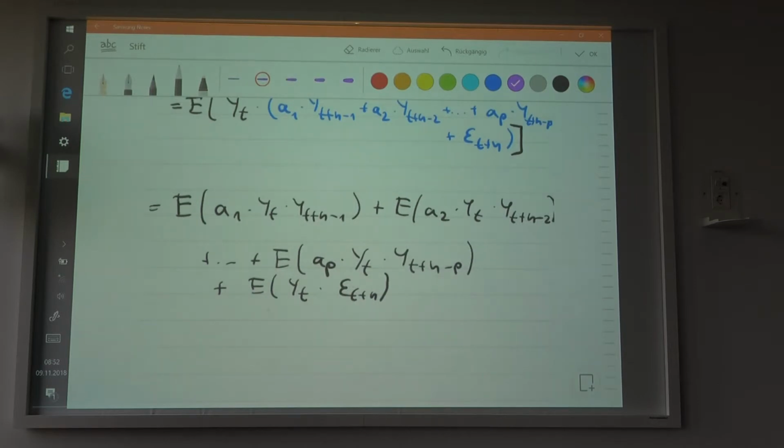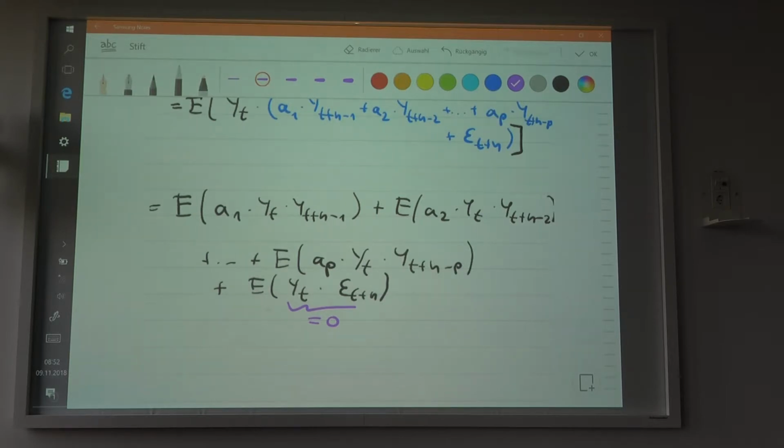Now this is equal to 0, because the future realizations of the white noise don't correlate with the past of the process. It should be the other way around, basically: the process correlates with the past of the white noise, but not if you look at it forward. So the realization, because h is strictly greater than 0, right?